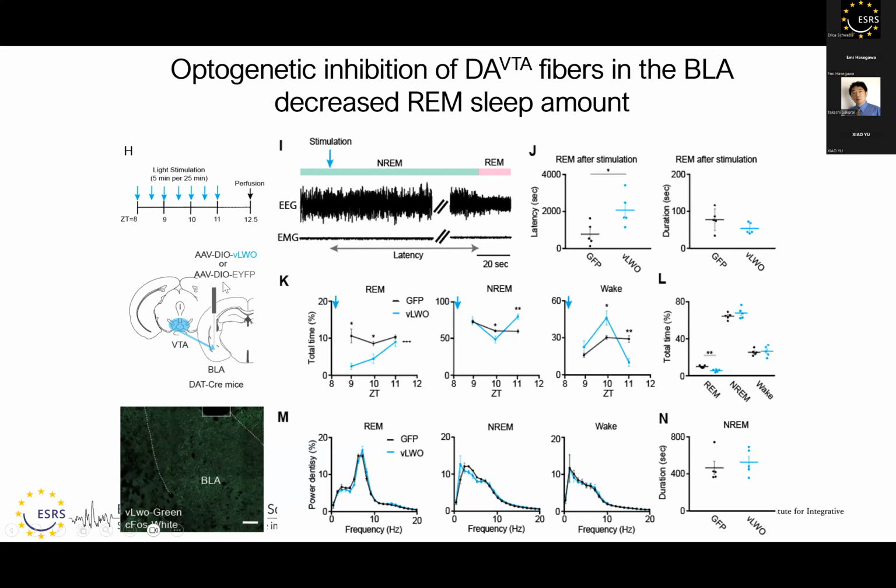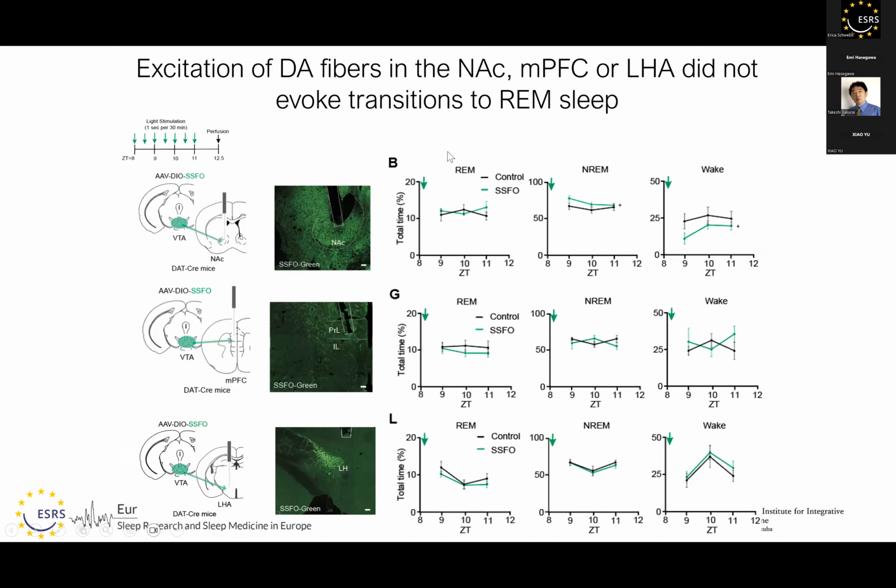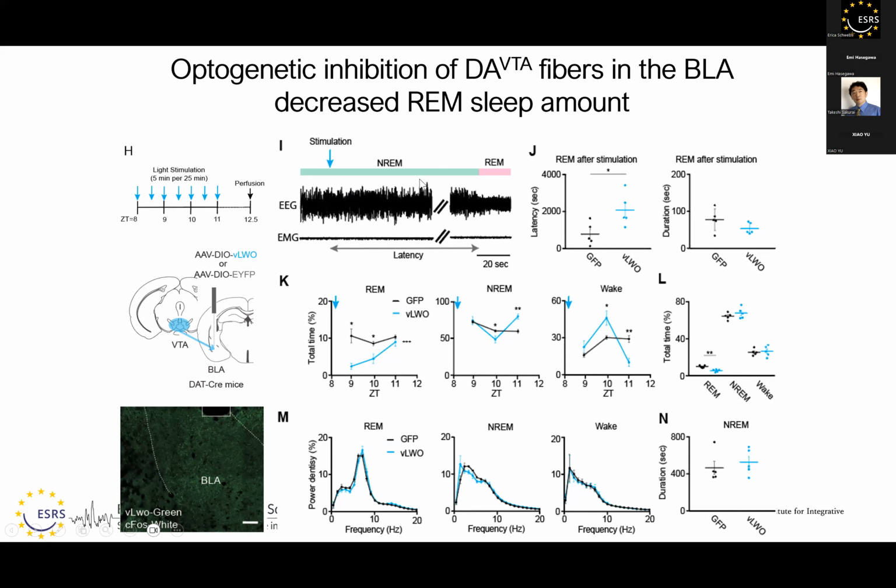those mice. After stimulation during non-REM sleep, the latency from non-REM to REM sleep was prolonged as compared with control. And REM sleep decreased during the first 2 hours. These data suggest that a transient increase of DA in the BLA during non-REM sleep might be crucial for triggering the transition to REM sleep.